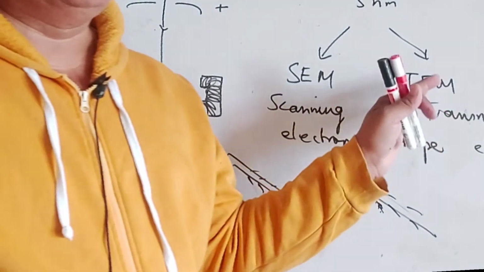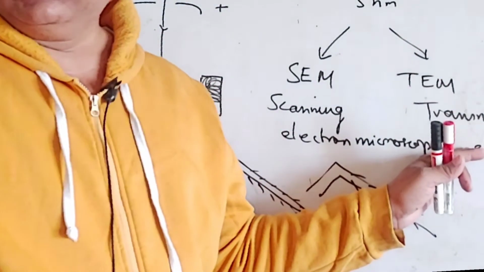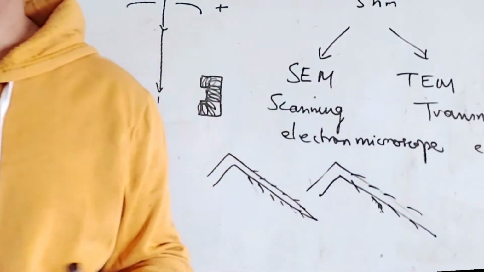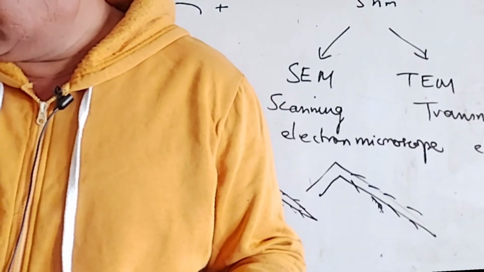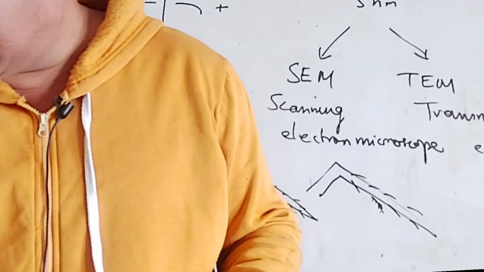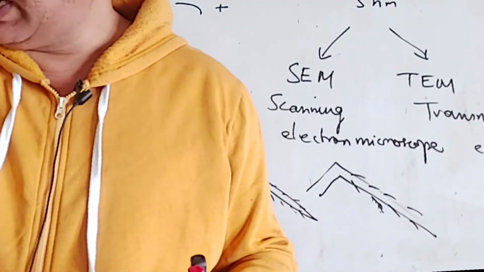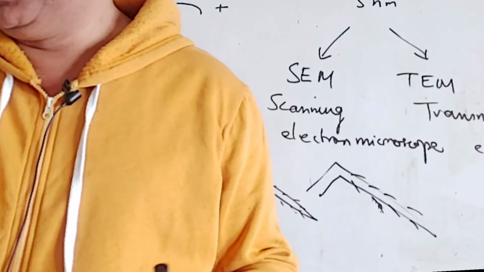TEM, as the name says, is the transmission electron microscope. It is just like the compound light microscope that you use. You put a section in the middle. The light comes from the back side and passes through it, enters the objective lens, then the eyepiece lens, and reaches your eye. That is a transmitted beam of light.